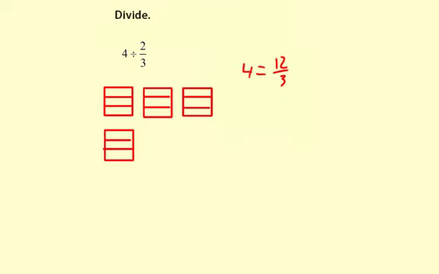Okay, now the question is, how many times does 2/3 go into that? So let's start counting. Here's 1, 2 sets of 2/3, 3, 4, 5, 6. This actually divides in evenly. So our solution is simply 6. 2/3 goes into 4 exactly 6 times.